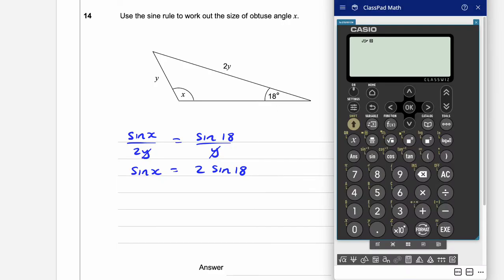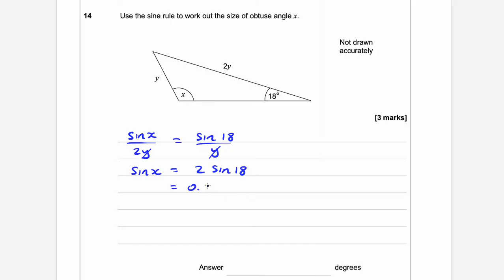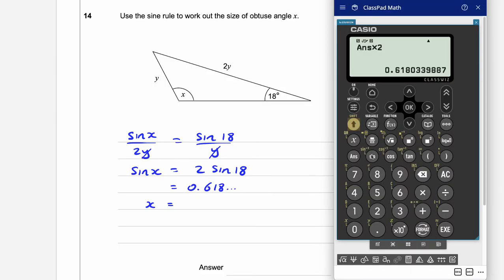Okay, then if I do sine 18 and then times 2, that's 0.618 dot dot dot. I like to do that, guys. 0.618 dot dot dot, and then x is equal to the inverse sine of that. The inverse sine of that is, guys, I do shift sine, inverse sine, answer, close bracket, wherever you are, and I get 38.17.